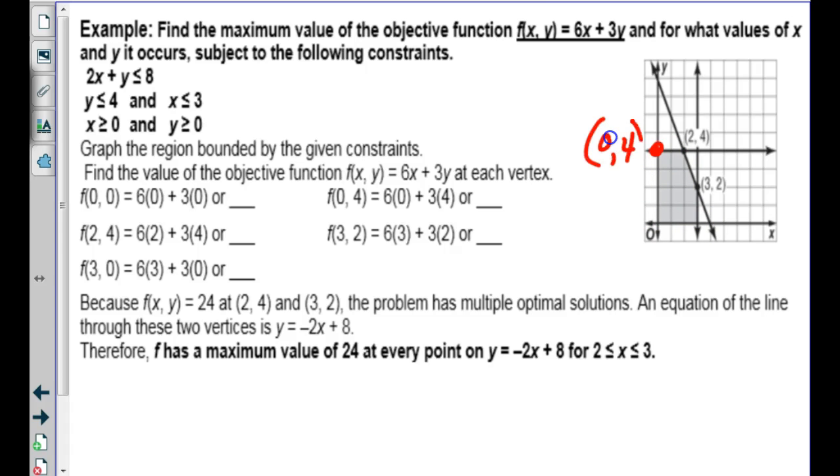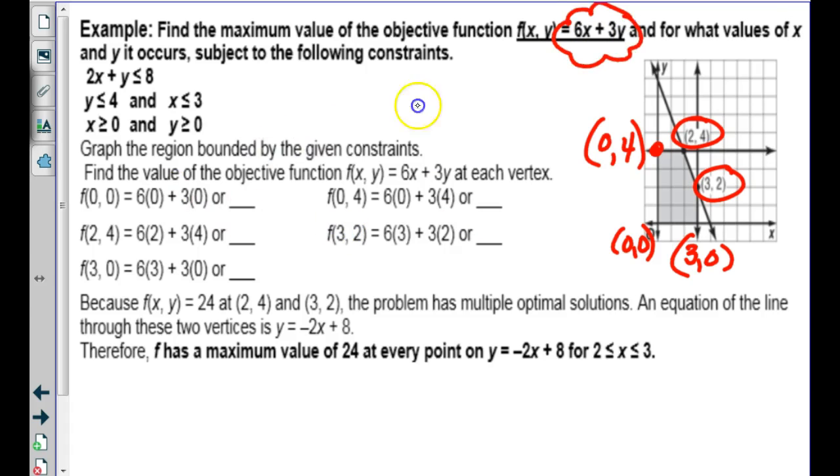0, 4. This one would be 0, 0. And this one would be 3, 0. And then they found these two nicely for us. Okay, so if the objective constraint was here, we'd have to plug them all in. So 6 times 0 plus 3 times 0 would be 0. 6 times 2 plus 3 times 4 would be 24.